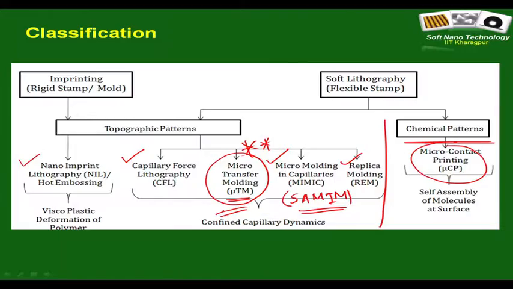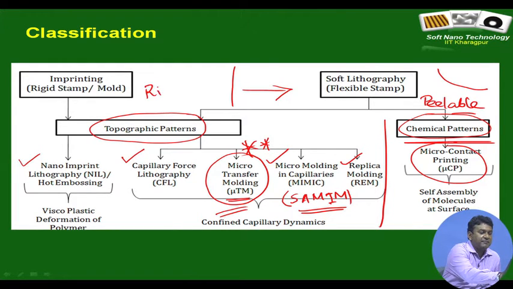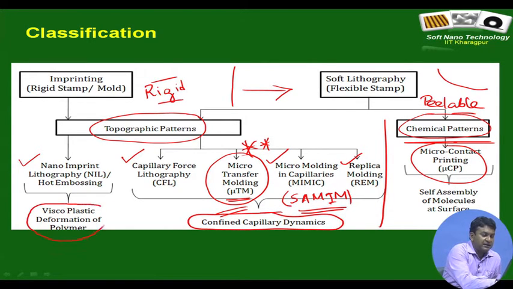I would also like to emphasize one more thing, that the classification we have had so far, topographic patterns and chemical patterns, that we understand. We also had a classification based on whether you are using a flexible stamp which can be peelable, that is the most important aspect, or a rigid stamp, that we understand. However, one more thing is written over here which I did not highlight till now, and now you are in a position to understand that, is the dynamics.